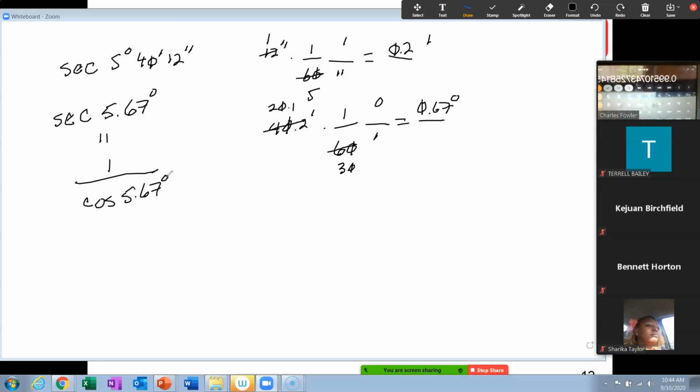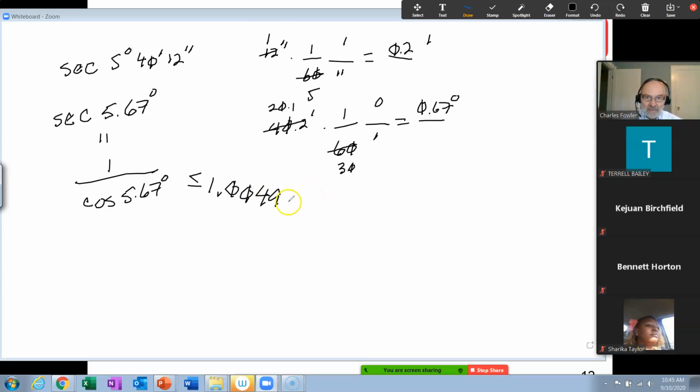a number awfully close to 1, but not equal to 1. And that's not surprising, because 5 degrees is just a little bit above 0. The cosine of 0 is 1, so you haven't gone far, but that's the cosine of it. To get the secant, all I press is this 1 over x key right here. That's the reciprocal key. So I'm just going to press that key, 1 over x, and that gives me 1.0049, and so on.